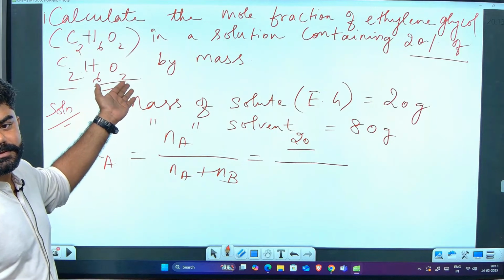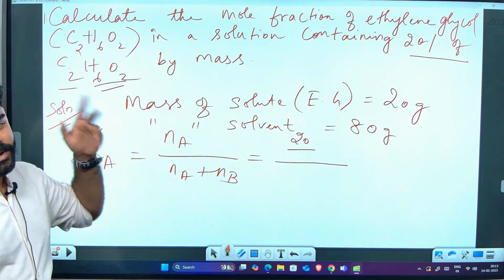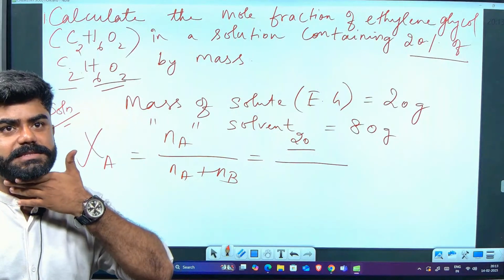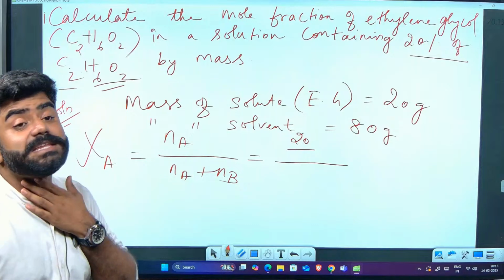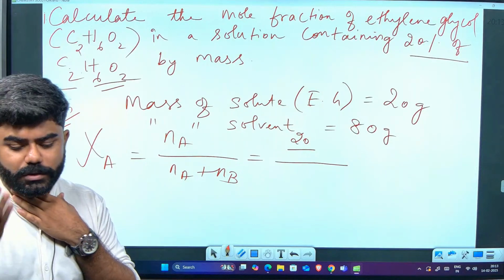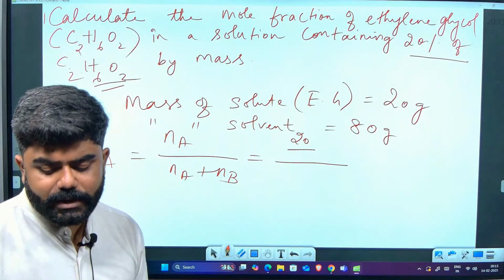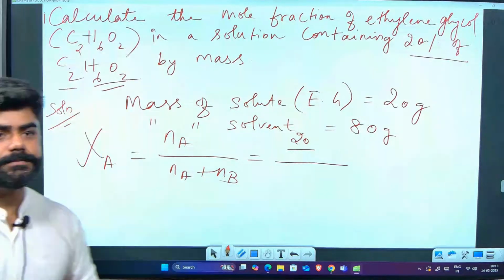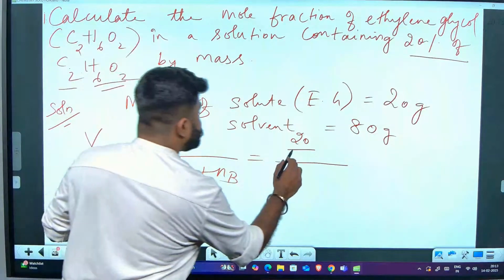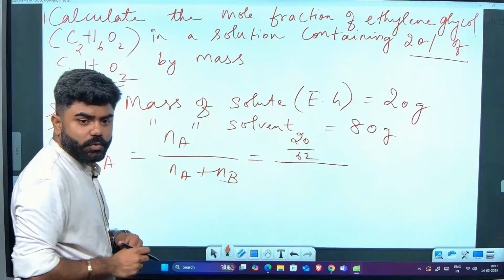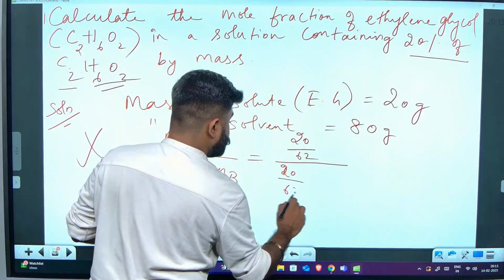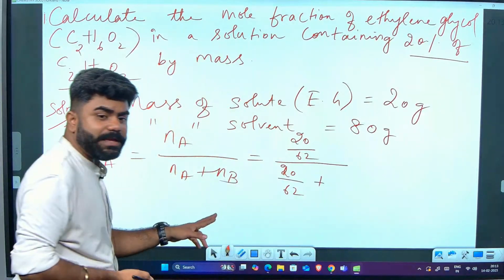What is C? Carbon is 12, hydrogen is 1, oxygen is 16. 16 into 2. Total, add up. 62. Yes, that's right. So 20 divided by 62, divided by Na, 20 by 62 plus Nb. What is Nb?